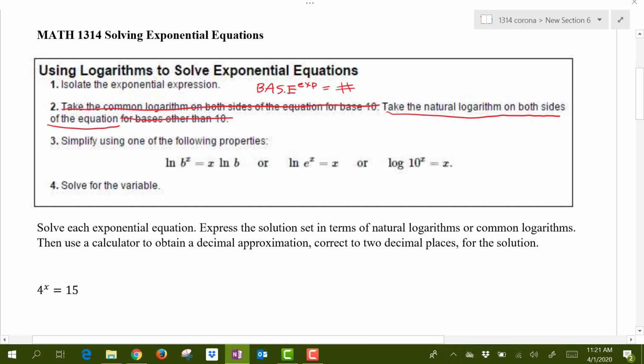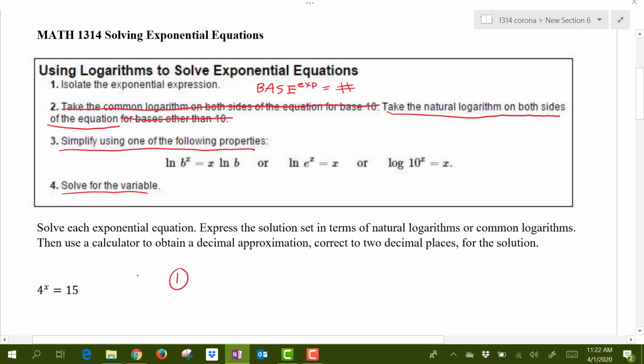So step 1, isolate the exponential expression. Step 2, apply a natural log. We're going to simplify using a log property, and then we're going to solve for the variable. Alright, our first example, 4 to the x power is equal to 15.